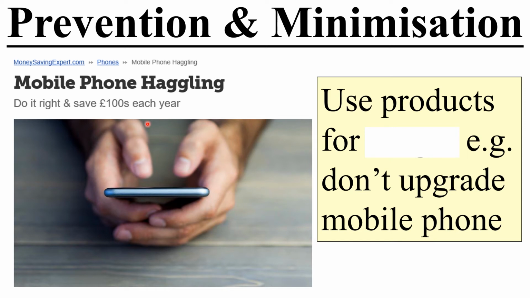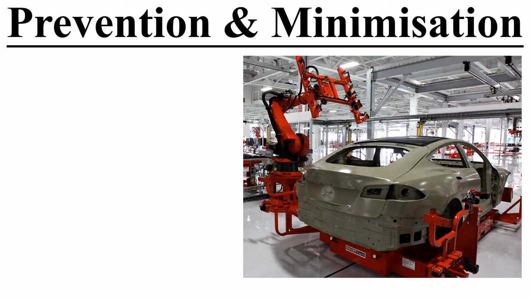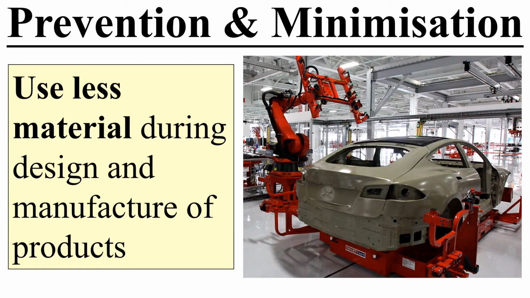Something else, another way to prevent waste is to use products for longer. So don't necessarily upgrade your mobile phone. Do you need to? Is it still working okay? Could you hang on for another year or two? Also, less material could be used during designing manufactured products. This is something that the majority of us won't be aware of, but I guess those who work in these industries might say that there's a lot of waste at certain stages of production which are unnecessary.